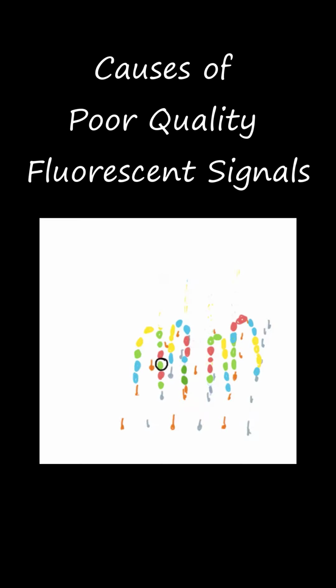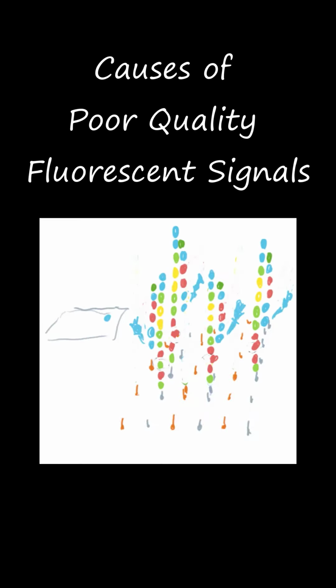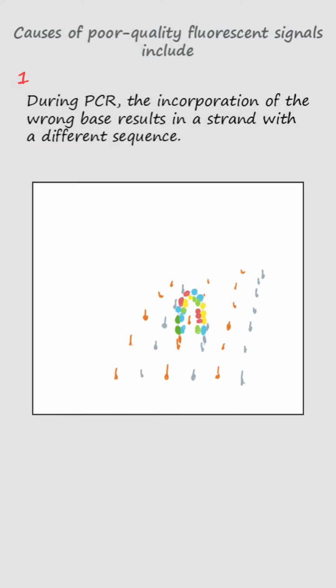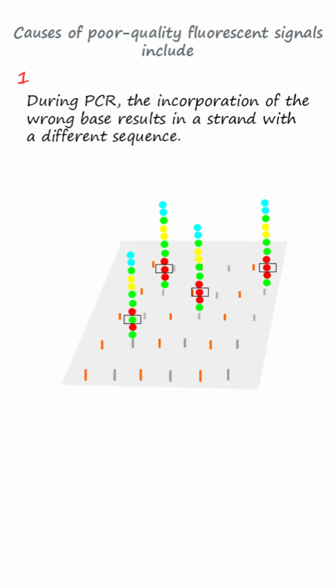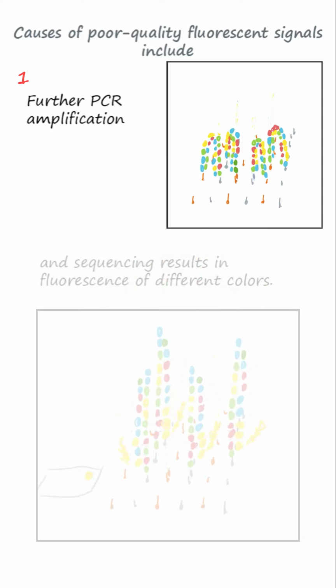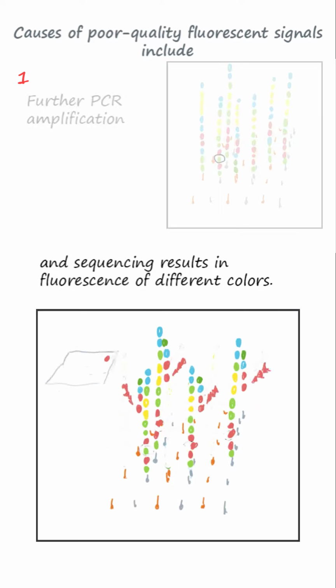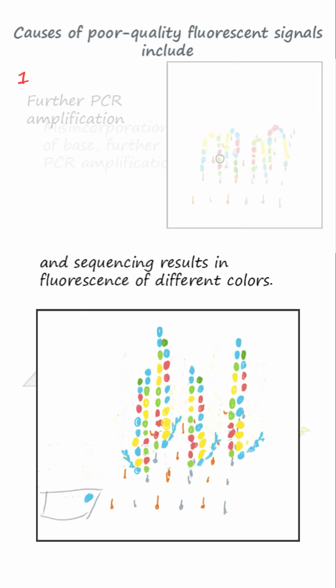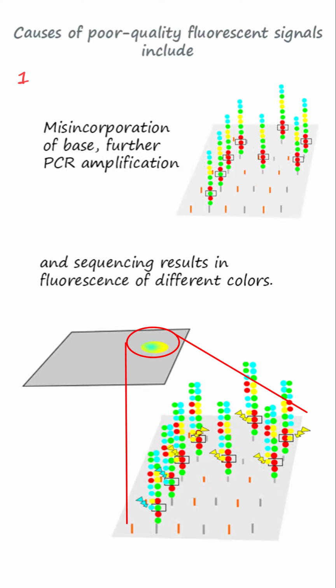Possible causes of poor quality fluorescent signals are, for example: 1. Incorporation of the wrong base during PCR, which results in a strand with a different sequence. And since original and modified sequences are amplified in subsequent PCR cycles and sequenced, there will be light emissions of different colors from a single cluster at a particular sequencing cycle.